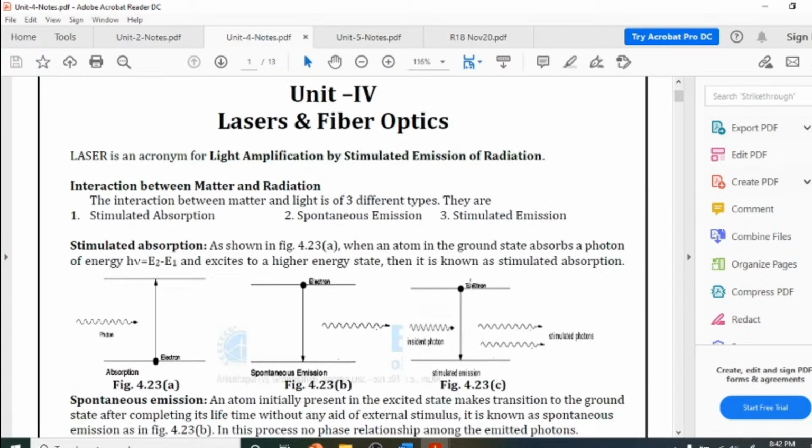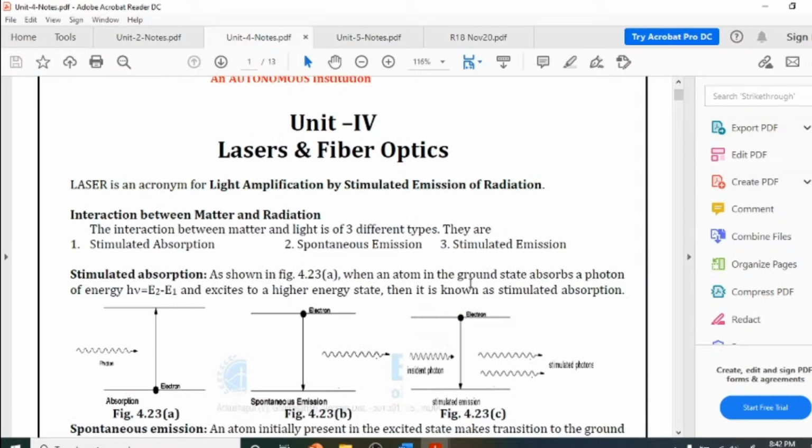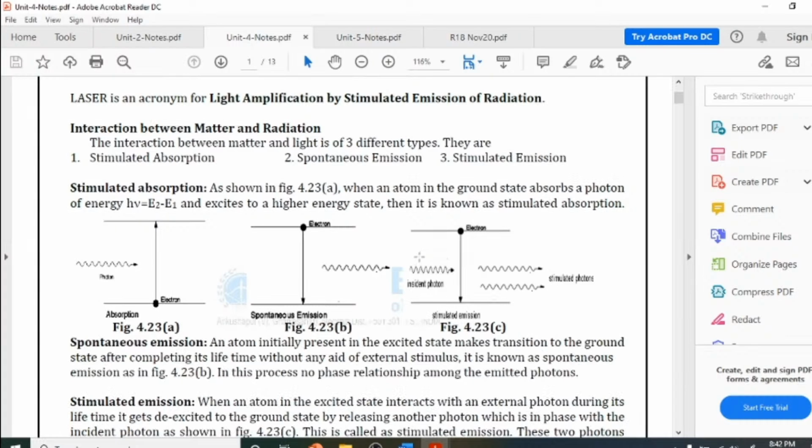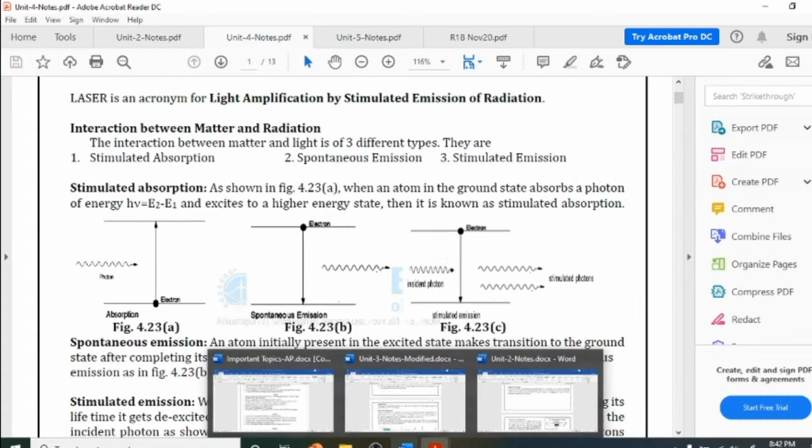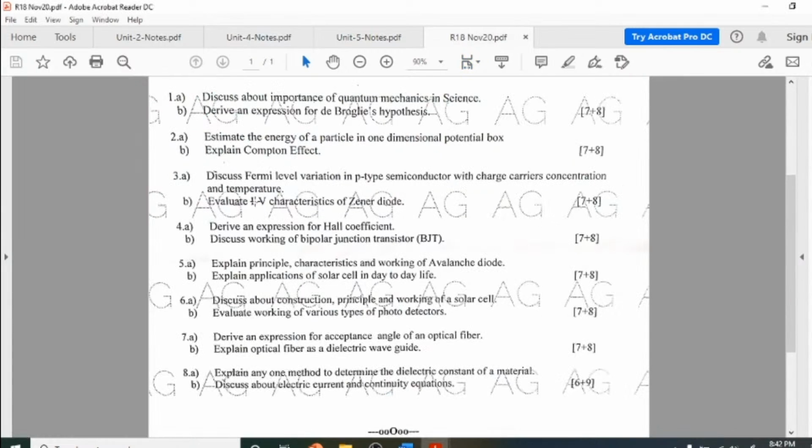But don't gamble now. I'm telling you openly that units 1, 2 and 4 you prepare and go to the exam. That's it. Now lasers, you have interaction between matter and radiation. Let us see what are the questions that have come from lasers in the previous examination.